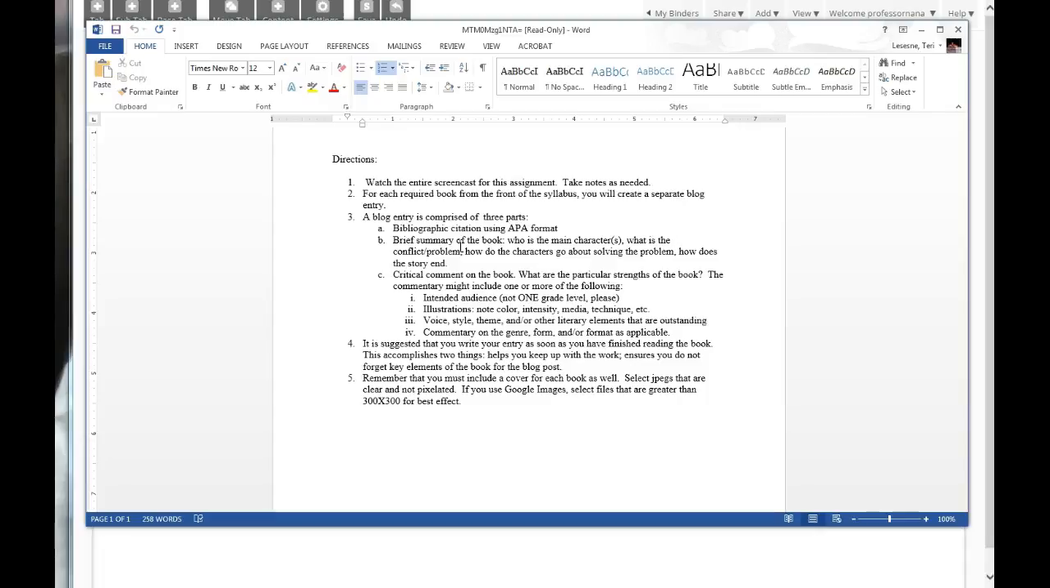A couple of recommendations. Please write your blog entry as soon as you've finished reading the book. Number one, that means you don't forget anything. And number two, it means you're keeping up with the work as you go along. The summer semester is a fast one. It is not quite 10 weeks, and it still has all of the assignments that would be due in a 15-week semester. So you've got to work very quickly, very efficiently.